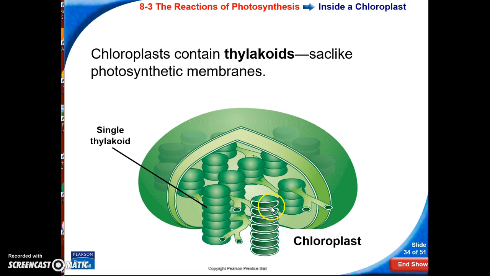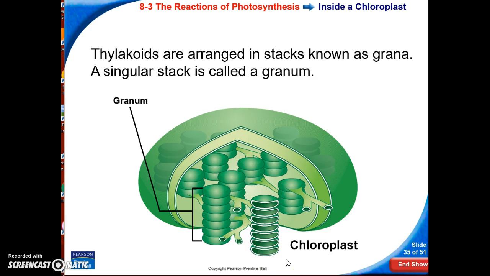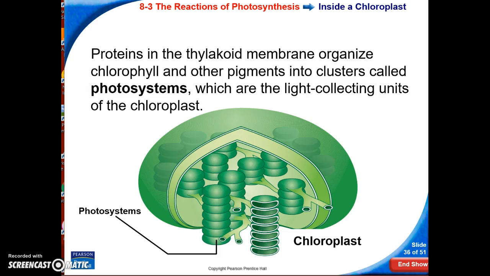And this is where our light-dependent reactions are going to be occurring. So these stacks of thylakoid that again are called granum, that's where we have our light-dependent reactions occurring. So here's a picture showing the granum is that stack. And then within the thylakoid, we have photosystems.